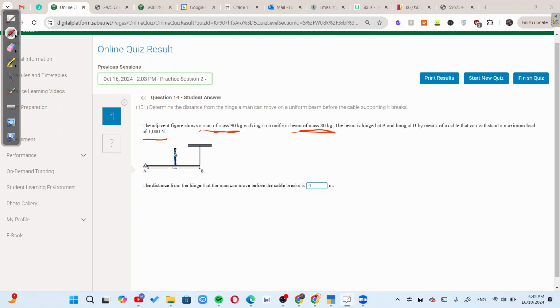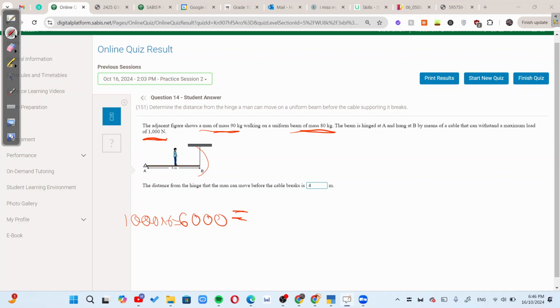So if our capable load is 1000 newtons, we have to find the moment of it. It's going to be 1000 times the distance, so 1000 times 6 equals 6000. Then, once you find this moment, you need to find the other moments. This one is your clockwise moment. Now you need to find your counterclockwise moments. So 6000 is the sum of moments.